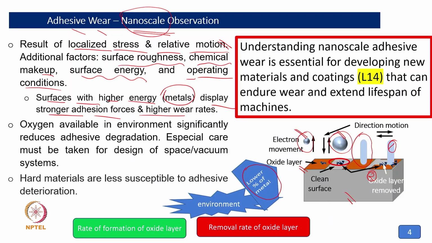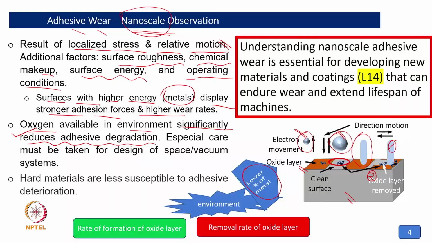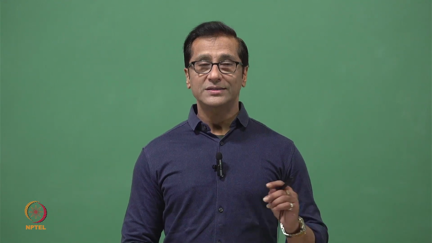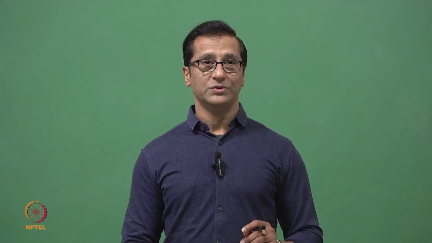Another good point is that the oxygen available in the environment significantly reduces the adhesive degradation. So this is beneficial here. Otherwise, we are a little conservative that there should not be any oxide layer formation on the metal surface. But here, from a tribological point of view, we said that the oxide layer really helps. So the environment indirectly is helping us. However, understanding this provides some knowledge to us.